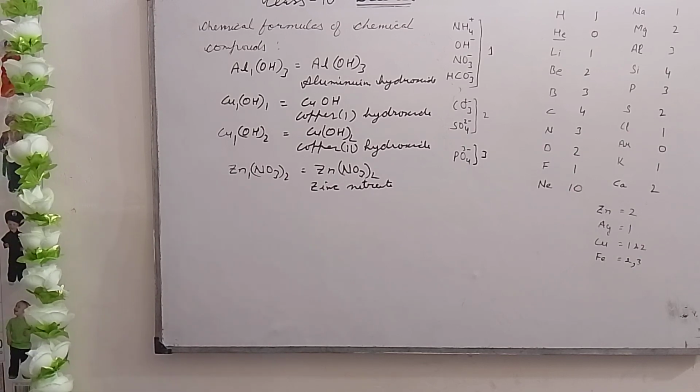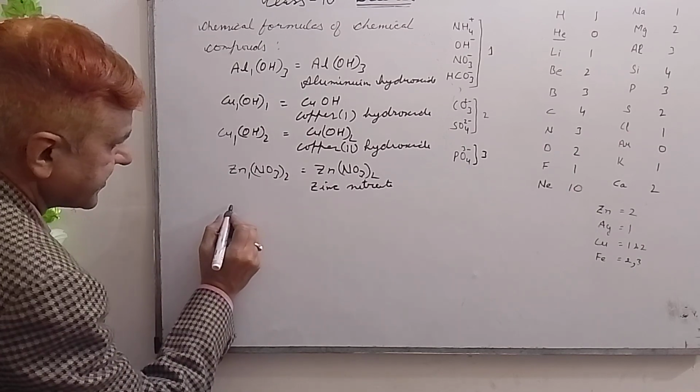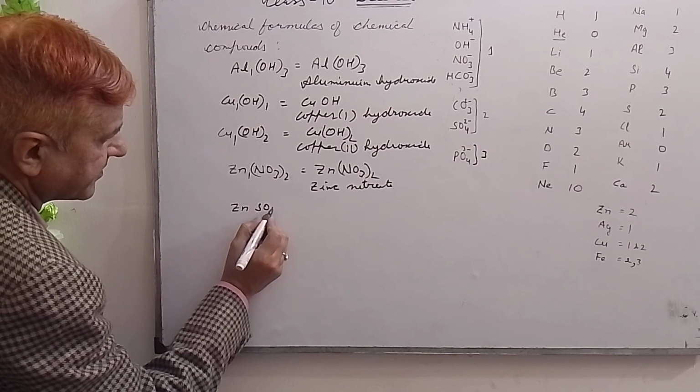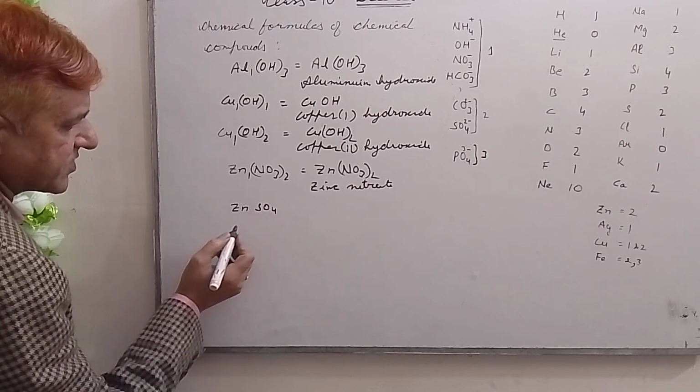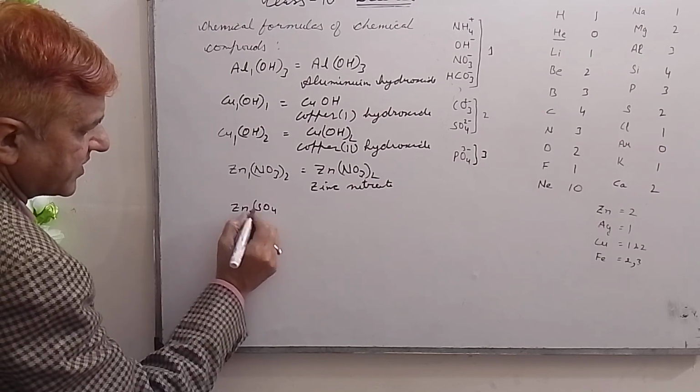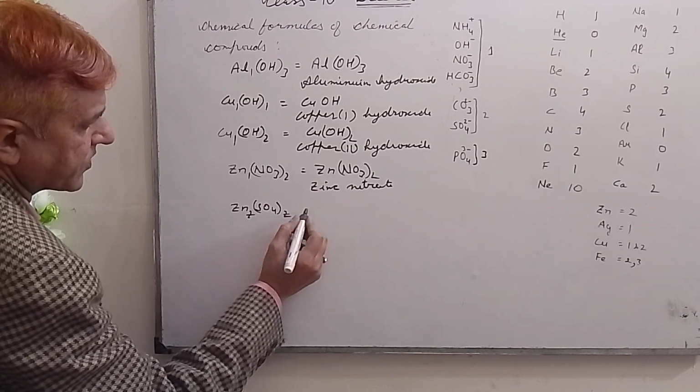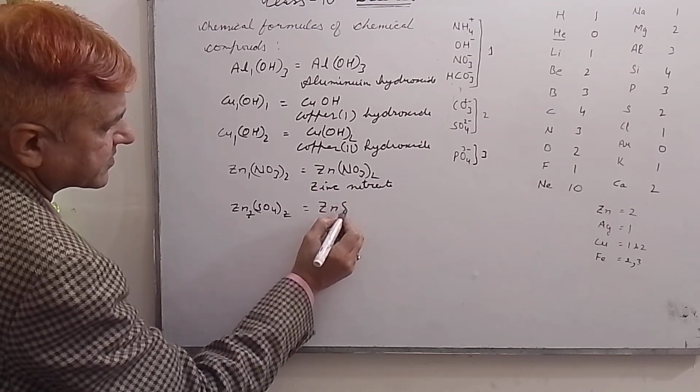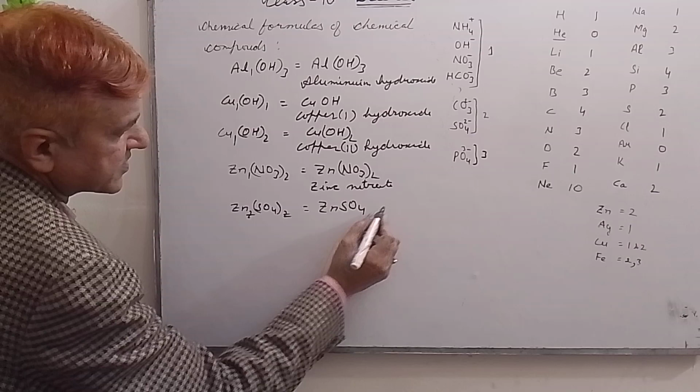Then we have zinc sulfate. SO4. What is the valency of sulfate? 2. Valency of zinc is also 2. 2 and 2 cancelled. I have zinc sulfate. This is zinc sulfate.